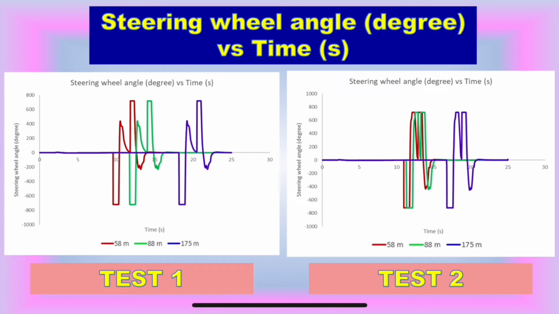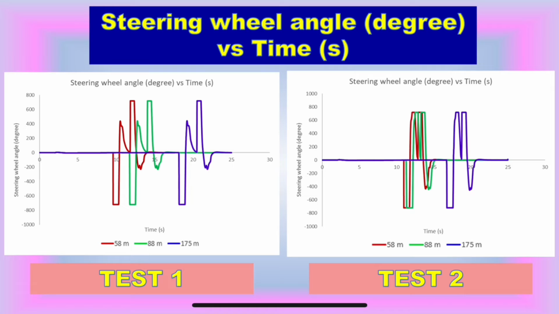For the steering wheel angle versus time graph, the difference between test 1 and test 2 is at the middle peak of the graph. The broader peak on test 1 is because the maximum speed is not as high as test 2, so the steering wheel only steers at the lowest degree, not like on test 2 where the degree of the steering wheel angle is too high.